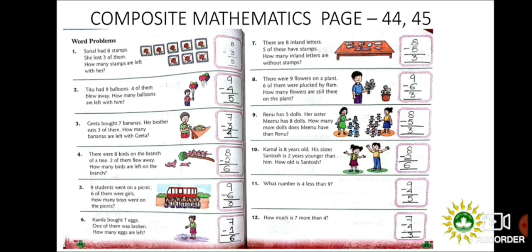So children, I hope now you have understood how to solve word problems. So you will be able to do page 44 and 45 of your composite mathematics book. Here you have to read the question and understand the given information and what you have to find out, and then solve the problem accordingly. And after you complete your work, do not forget to check the answers.